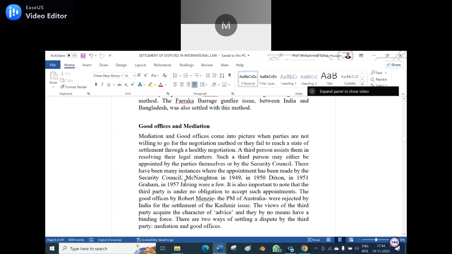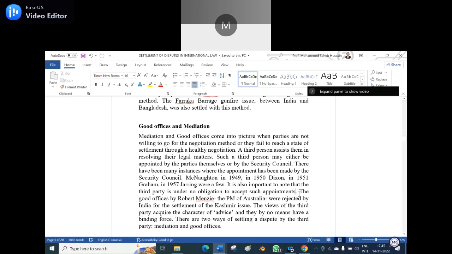So McNaughton in 1949, in 1950 Dixon, in 1951 Graham, in 1957 Jarring were a few, because these people act as the umpire, and the Security Council appointed them to make the negotiation between the two disputant states. It is also important to note that the third party is under no obligation to accept such an appointment. Voluntarily it will be given the chance to the third person, an entity hailing from a different country, who has to accept it or reject it.